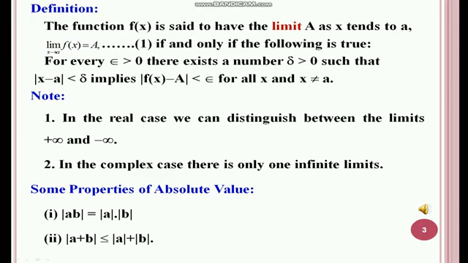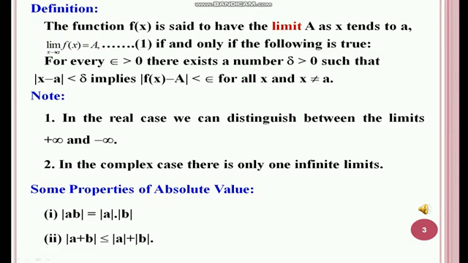x approaches a from either side, the left hand side of a or the right hand side of a. If the left hand side limit and the right hand side limit are equal, then the limit exists. Note, in the real case, we can distinguish between the limits plus infinity and minus infinity. In the complex case, there is only one infinite limit.